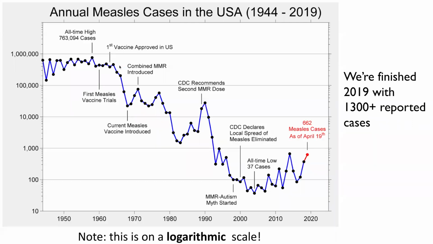Now, we can look at annual measles cases in the United States from 1944 to 2019. This is a million cases reported. That's the scale. This is a logarithmic scale. And then we have time on the x-axis. You can see there are a million cases per year, and there's some variability year to year. And you can see that when the first vaccine was approved, cases dropped dramatically by almost 2 full orders of magnitude.